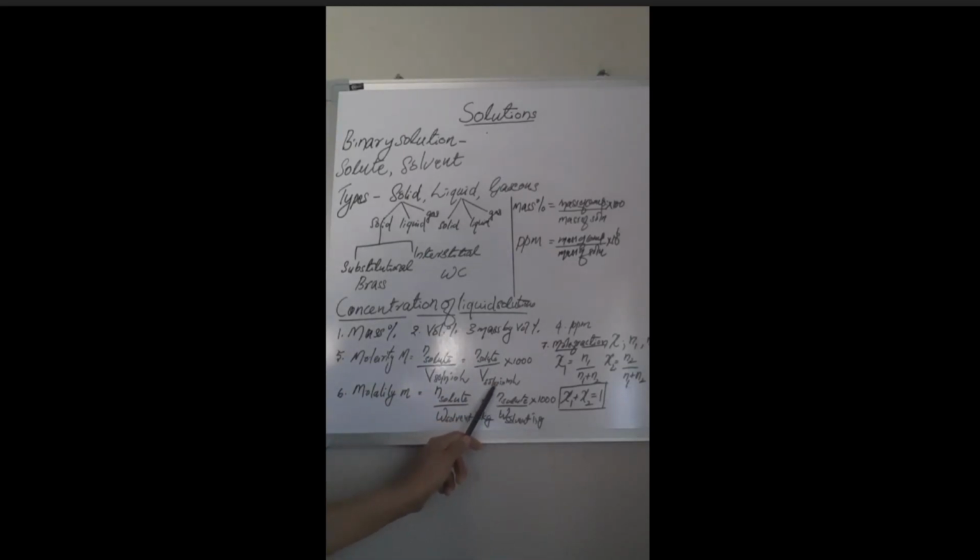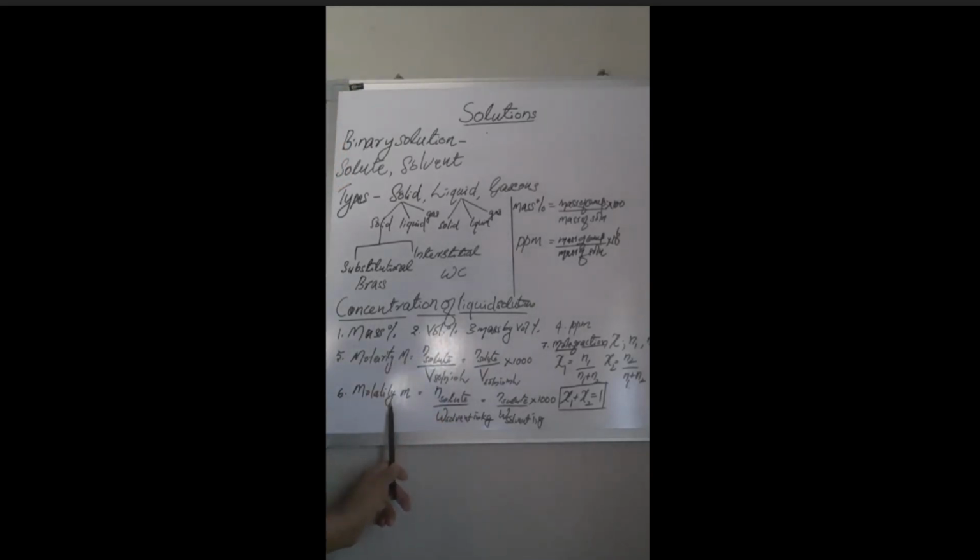Again, as is very clear from the equation, molarity depends on the volume of the solution. And you know that volume varies with temperature. Since volume varies with temperature, molarity also varies with temperature. So with increase in temperature, volume increases and hence molarity decreases.